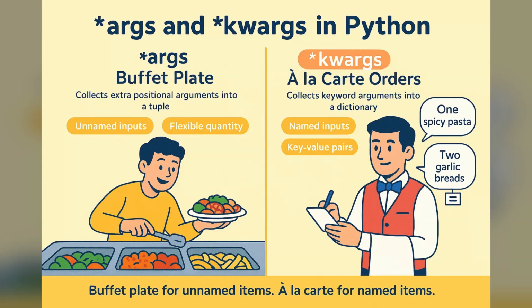Think of it like dining out. Args is your buffet plate where you can take as many items as you want without specifying anything, while kwargs is like ordering a la carte, where you name each dish, such as 1 spicy pasta or 2 garlic breads. In short, they help Python functions stay flexible.